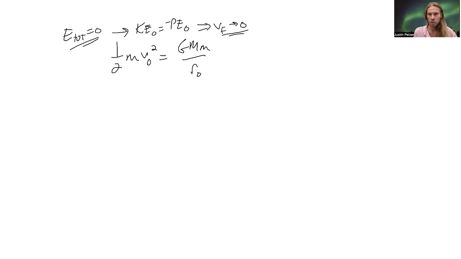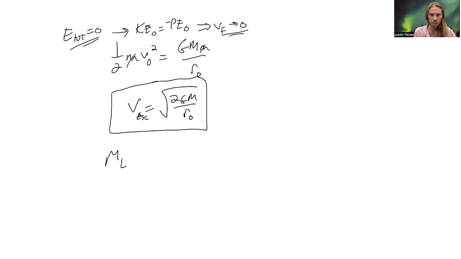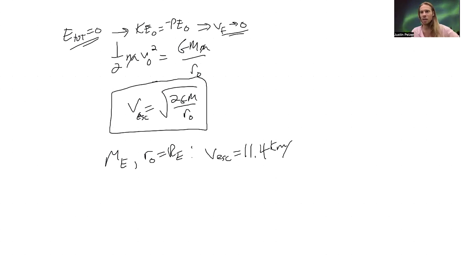And so therefore we just plug the equations in. Great. And what we end up getting is that V initial, I multiply by 2, divide by m, is the square root of 2GM over r naught. And we call that the escape velocity. If I plug in the mass of the Earth and r naught as the radius of the Earth, I believe the escape velocity is 11.4 kilometers per second. We'll do that in class. We'll calculate it. I'm just trying to remember that off the top of my head.